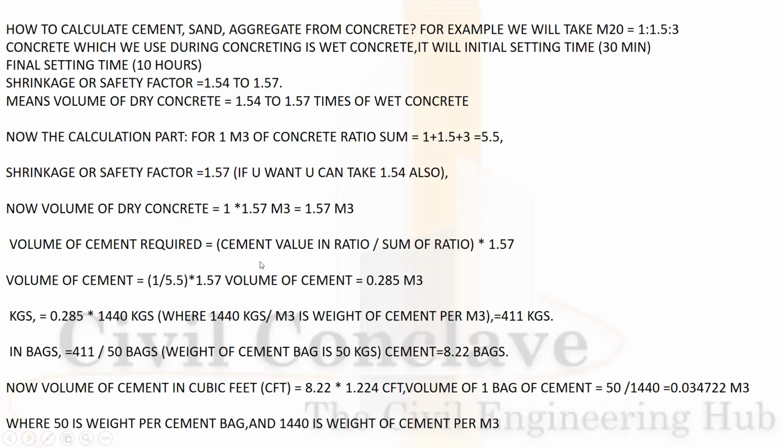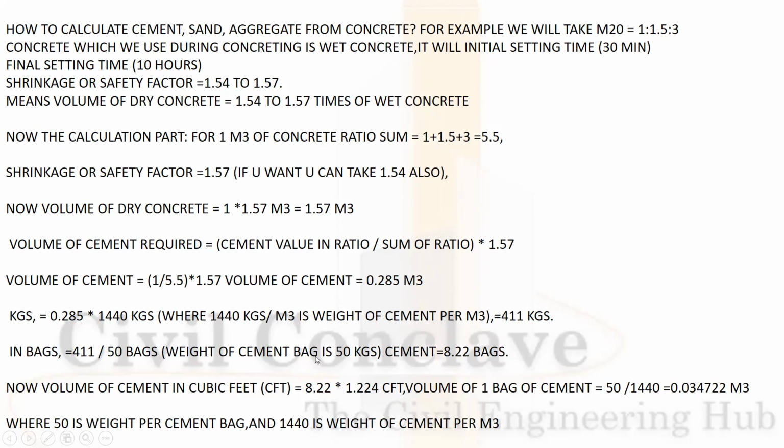Volume of cement required is equal to cement value in ratio divided by sum of ratio into 1.57. Volume of cement is equal to 1 divided by 5.5 into 1.57. Volume of cement is equal to 0.285 cubic meter. In kgs, it will be 0.285 into 1440, where 1440 is the density. That will make 411 kgs. In bags, 8.22 bags are required.